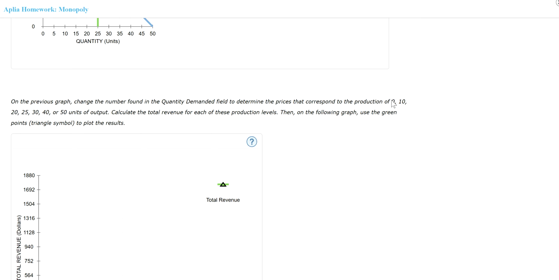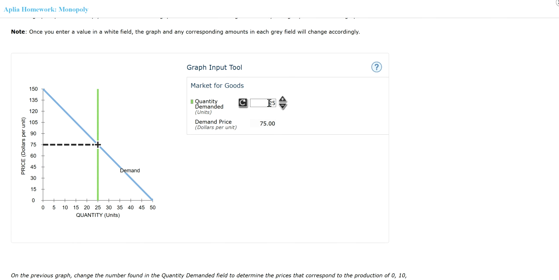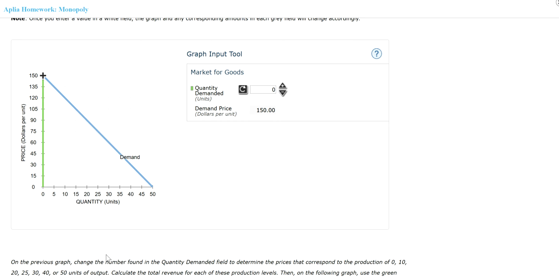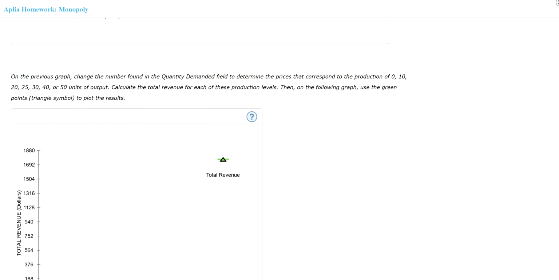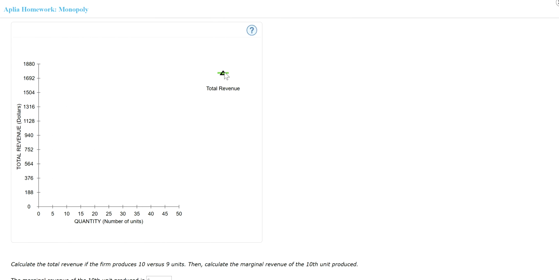All right, so let's do the first one, so 0. So quantity 0, price is 150. Now remember, total revenue equals price times quantity. So if you use 0 times 150, and guess what? Your answer is going to be 0. So the first point is 0.